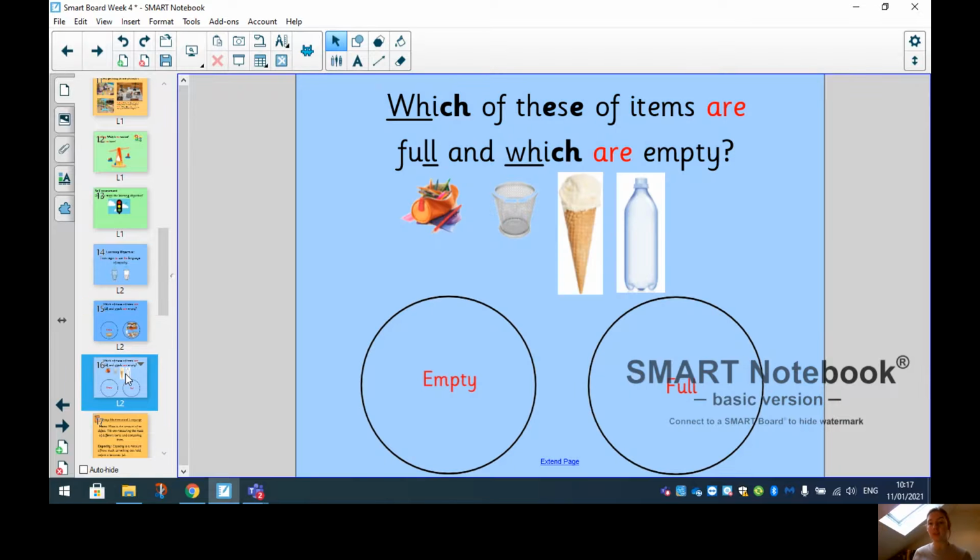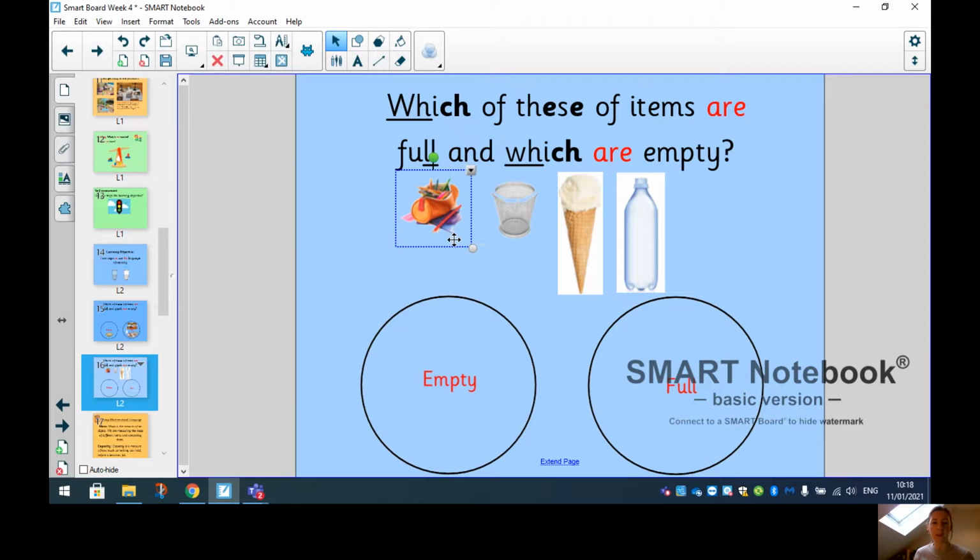This again is asking us to sort the items by full and empty. So let's have a look at each picture again. Again, we have got our circles at the bottom. This one is our empty circle and this one is our full circle. OK, let's have a look at the first picture.